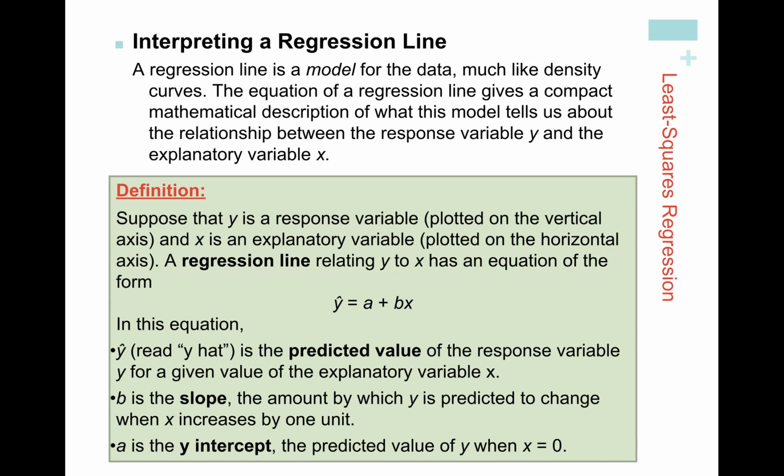And sometimes that's very useful information, and sometimes that's not useful information. It all depends on the context of whatever problem you're dealing with. So you have to think very carefully when you're interpreting the a, when you're interpreting the y-intercept. You also have to comment on whether it's reasonable in the context of the problem. Sometimes it's unreasonable.